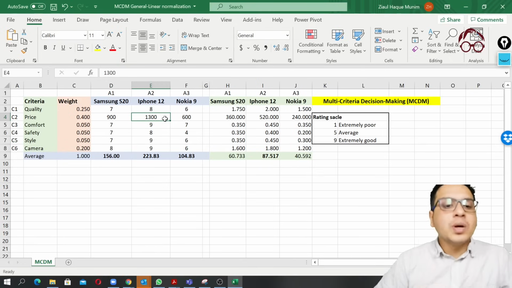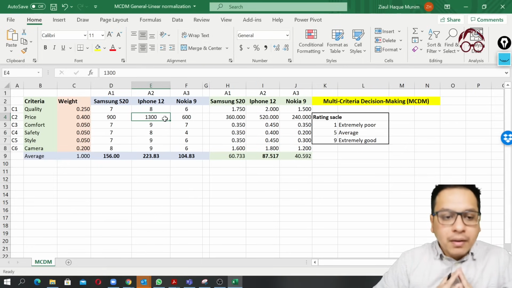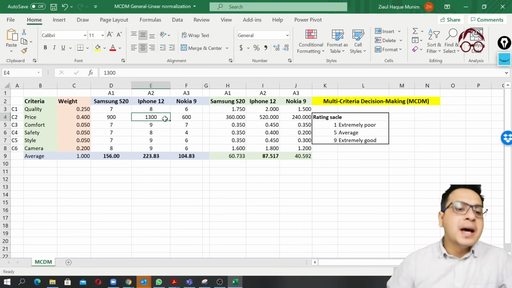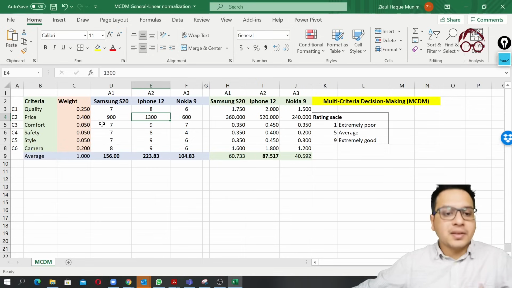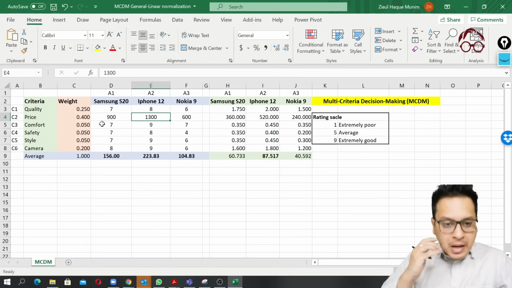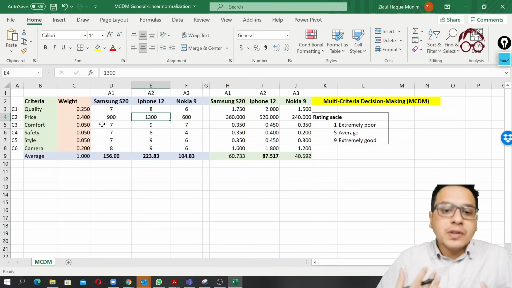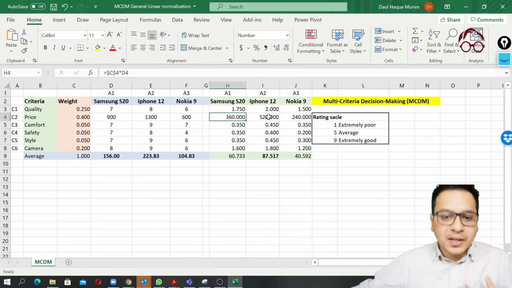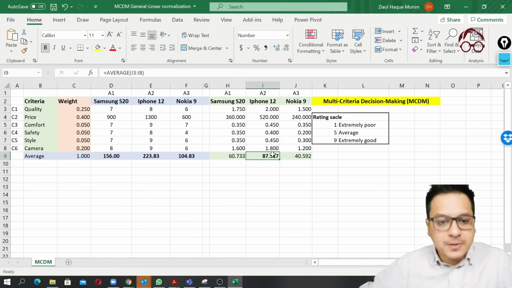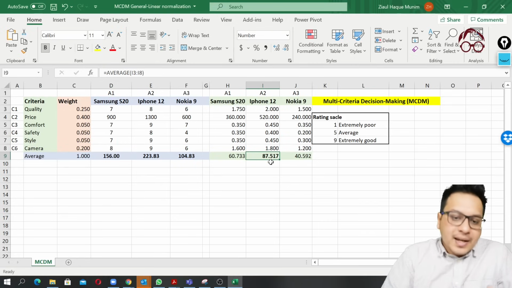So this is one more thing we have to understand: whether the unit of measurement is beneficial or non-beneficial. And here we know that price is non-beneficial and the other criteria are beneficial. Now, to really do a meaningful analysis, because this is not really meaningful, here we have different units of scale, and taking the average of this doesn't make any sense. So to really make a meaningful analysis, we have to normalize this data.